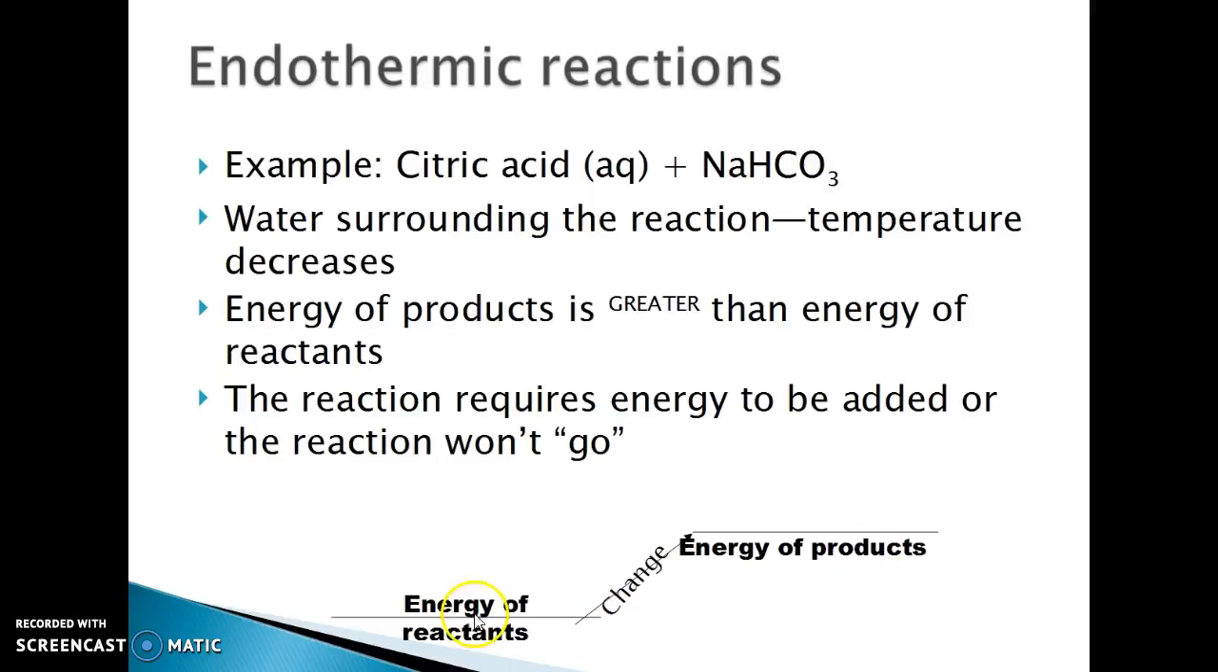You can see this diagram down here where the energy of reactants needed to be pumped into in order to produce the products. So the energy of products had to be higher than the energy of reactants. And this difference, this change in energy, came by slowing down the surrounding water molecules.